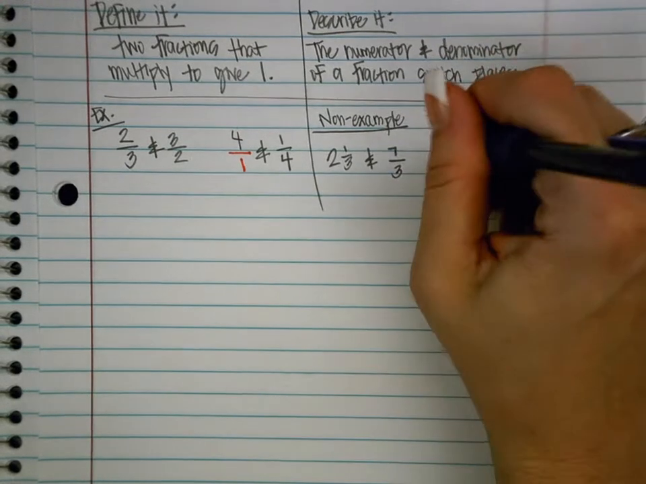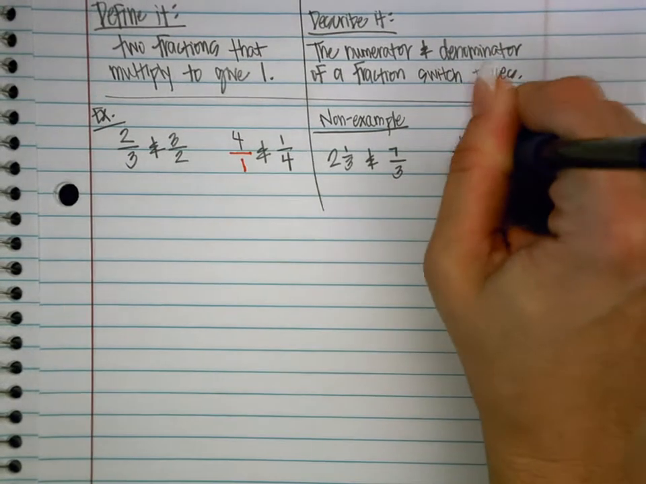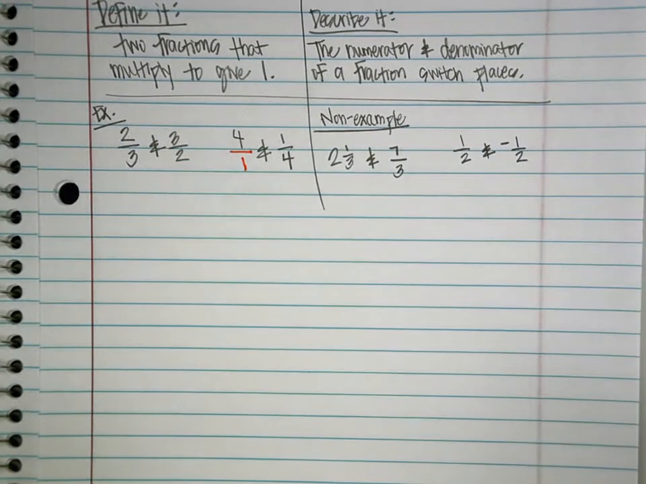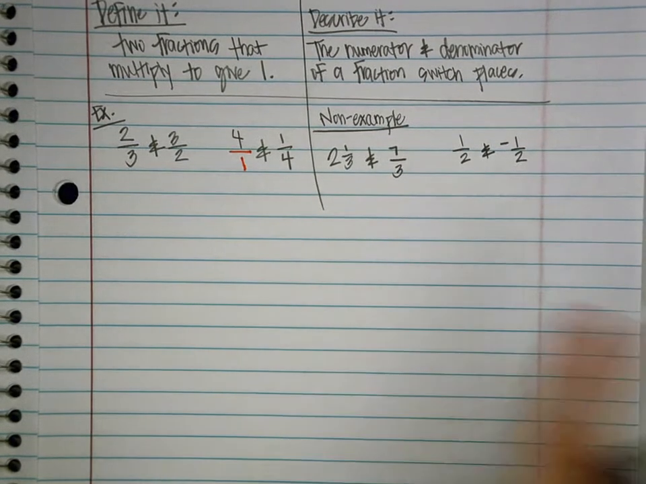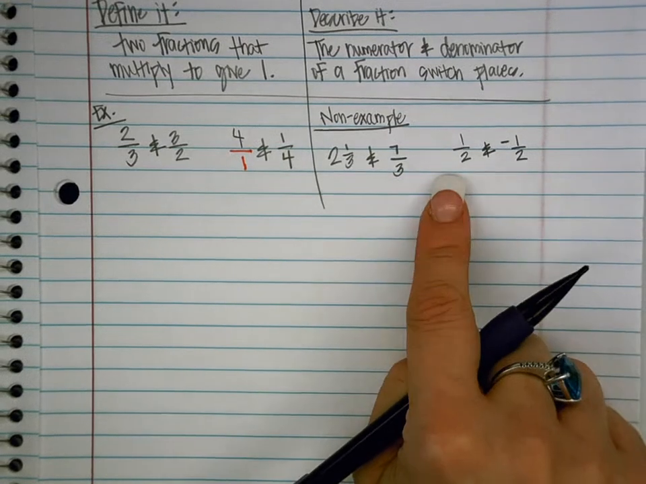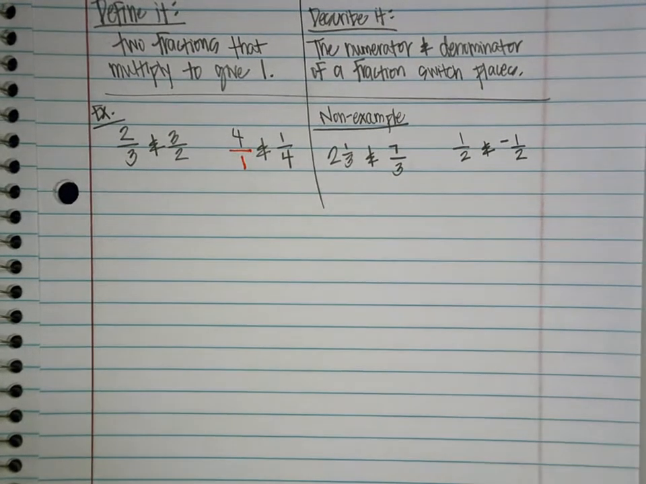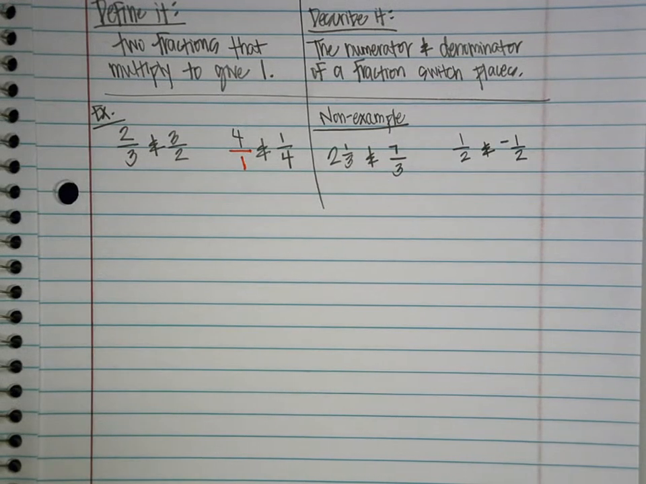Okay, what about 1/2 and negative 1/2? Are those multiplicative inverses? No. Those are just negative and positive. So being a multiplicative inverse has nothing to do with positives or negatives.